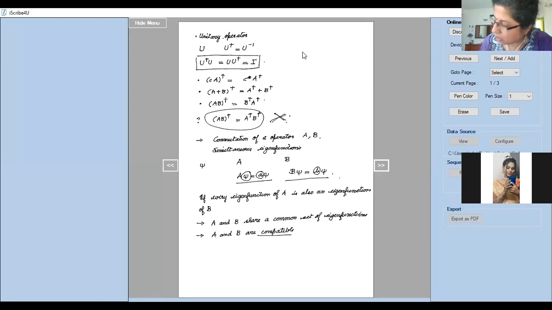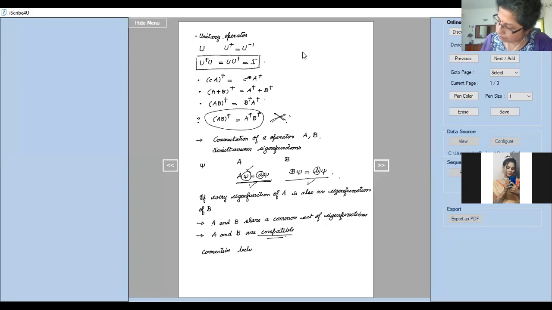This is a special word you're learning now. The moment you hear that A and B, or any two operators, are compatible, what you have to understand is that they share a common set of eigenfunctions, or every eigenfunction psi is such that you can write down this equation here, and you can also write down this equation here.